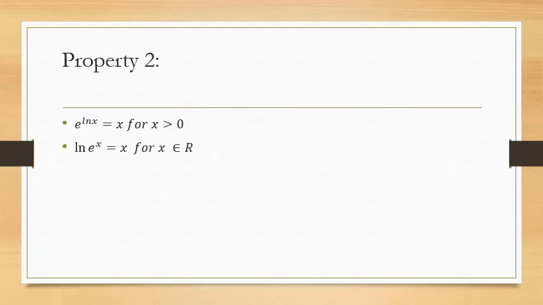Property 2: e to the power ln x equals x, for x always positive because we have ln x. Ln of e to the power x is always equal to x, for x belonging to R.